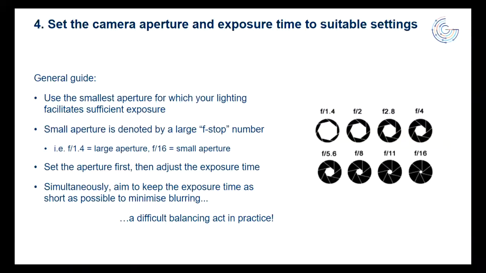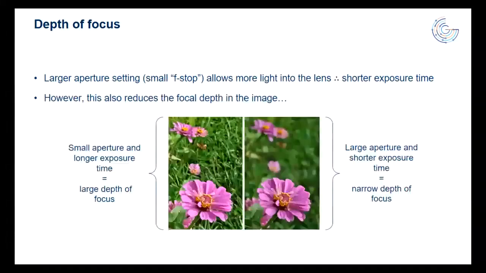You've got to go back and forth, and you've got to find a balance between the right f-stop, ideally small, and the right exposure time, also ideally small. So larger f-stop or aperture is going to allow more light into the lens, give you a shorter exposure time, but it's going to give you a narrow depth of focus. So on the left, I've got small aperture and long exposure time, large depth of focus. You can see all of the flowers in this image are in focus and sharp.